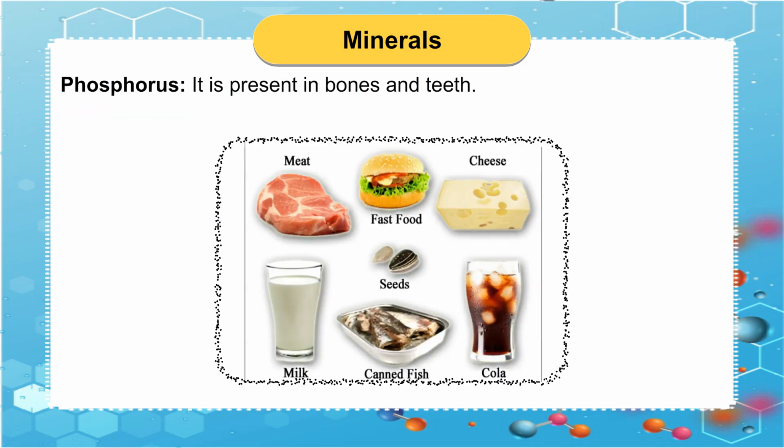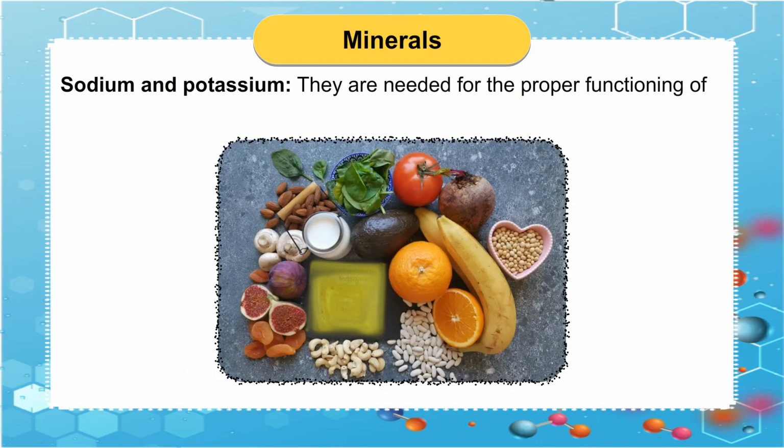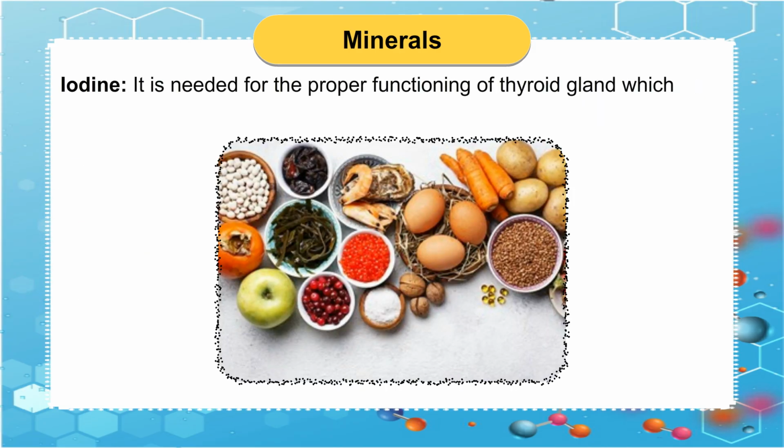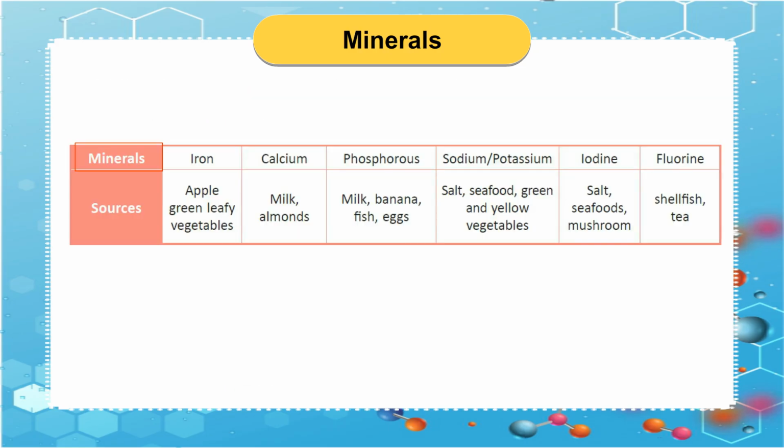Phosphorus. It is present in bones and teeth. Sodium and potassium. They are needed for the proper functioning of the nervous system. Iodine. It is needed for the proper functioning of thyroid gland which controls the physical and mental growth. Fluorine. It helps to protect teeth against decay. Different minerals are found in different foods.